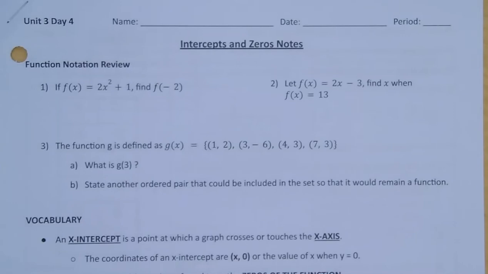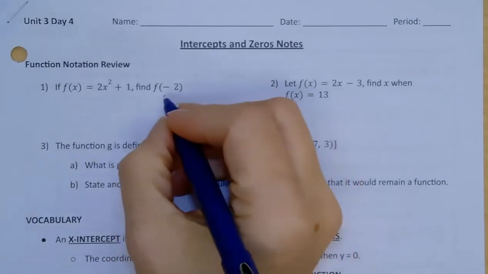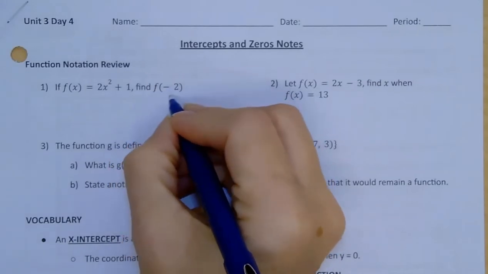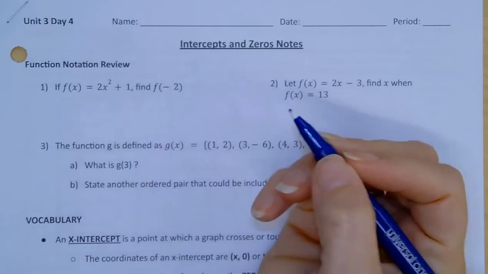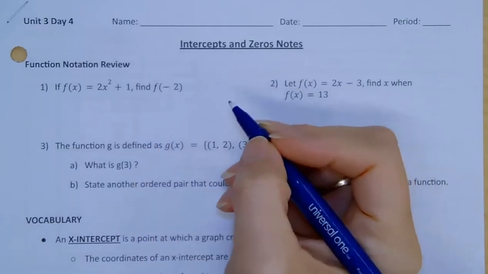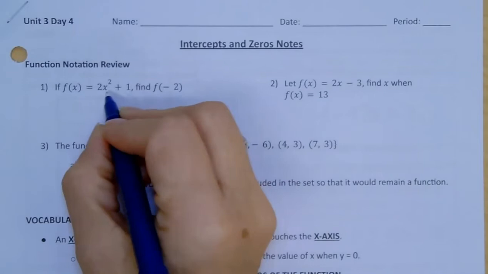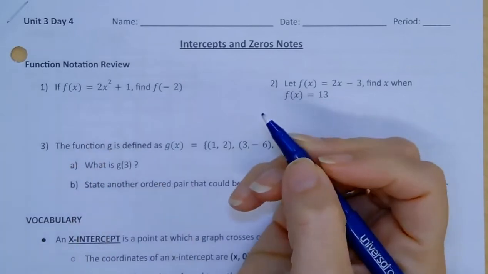So if we look at question 1 here, it says if f of x equals 2x squared plus 1, find the f of negative 2. So remember, this is just a label, f of negative 2, and I'm saying negative 2 is the input. Negative 2 is going to be the x value that I'm going to evaluate for. So I just plug in negative 2 any place I have an x in my first expression.